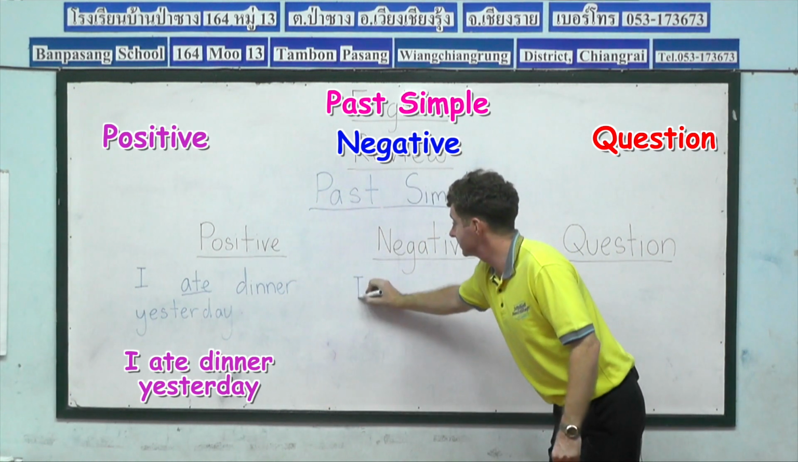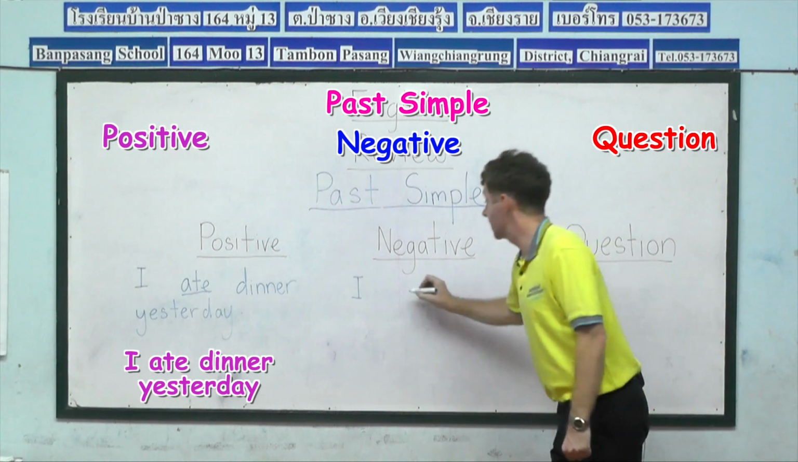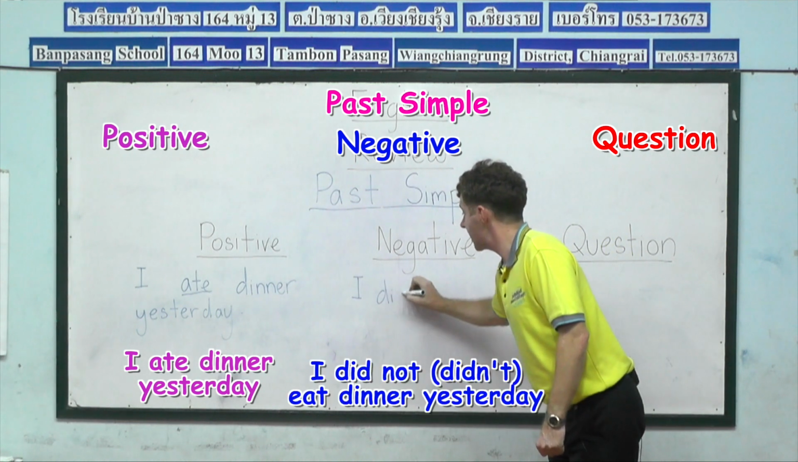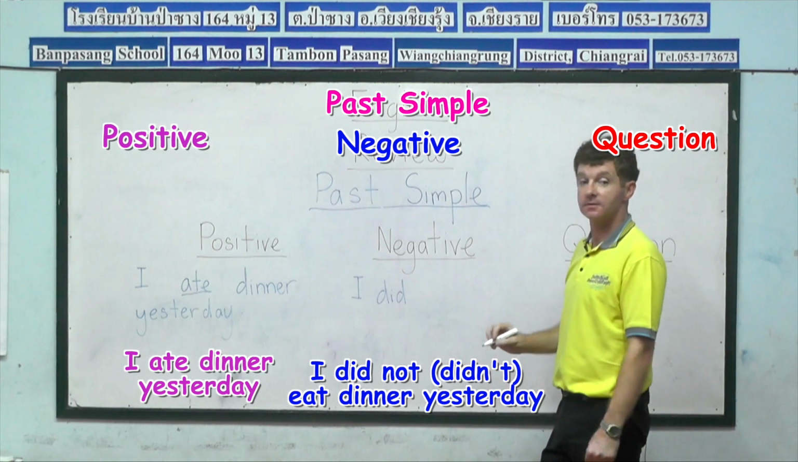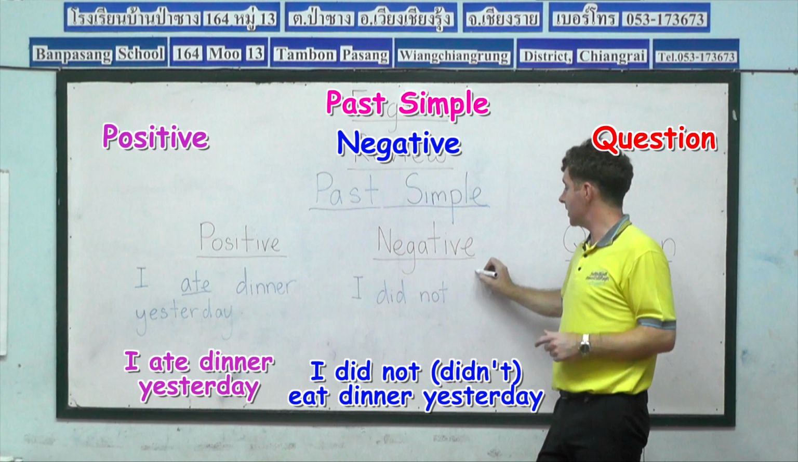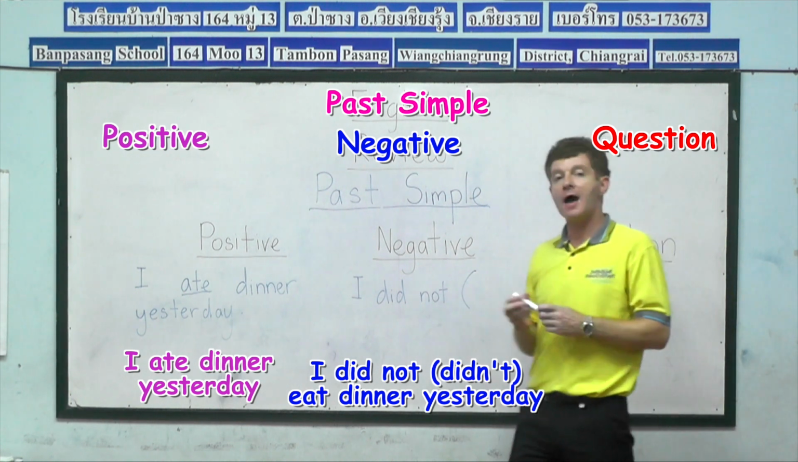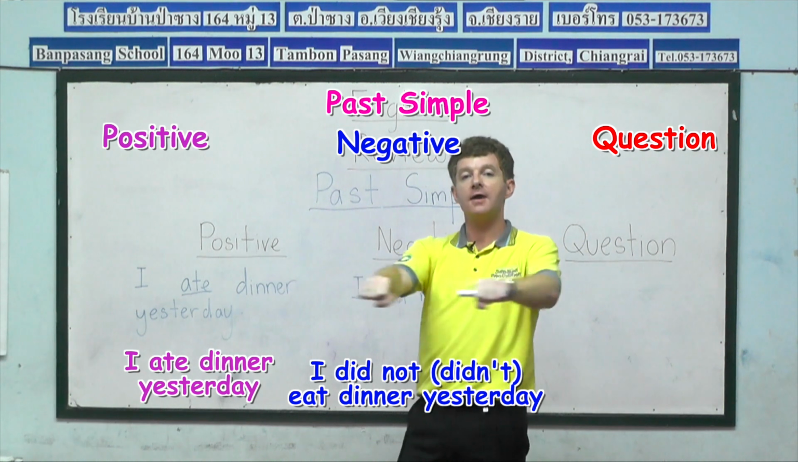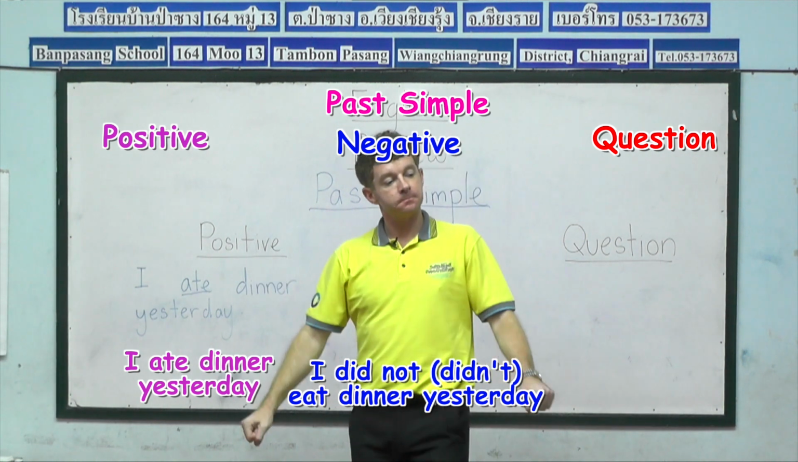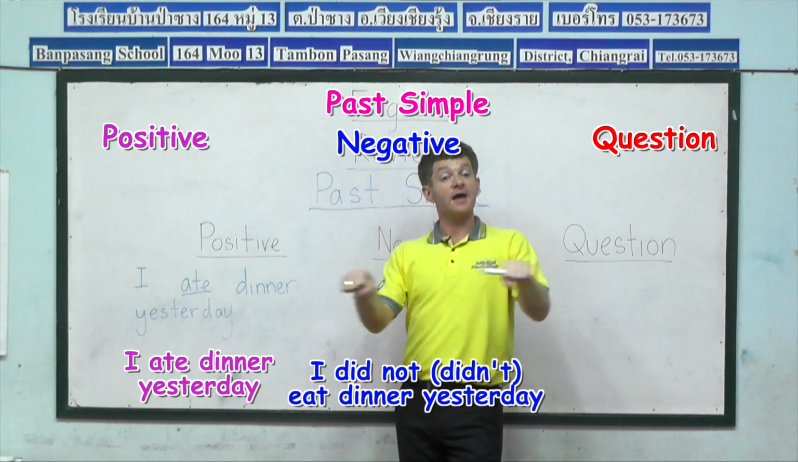I did, D-I-D, not, N-O-T. Now, I'll open brackets here because something else that we learned about. What happens when we squeeze the 2 words did not together? Didn't. Can you remember what we call didn't? What type of thing happens?